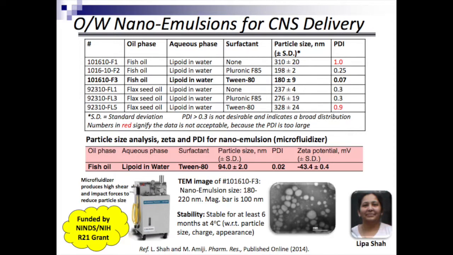We are specifically interested in using edible, safe oils that are rich in omega-3 polyunsaturated fatty acids. So in this example, we have used fish oil, which has a very high concentration of EPA and DHA, the two common omega-3 fatty acids found in fish oil. And then flaxseed oil, which is also very rich in omega-3 fatty acid that comes from plant seeds, in this case, alpha-linolenic acid. And if you see in this table, we make emulsions using two different approaches.